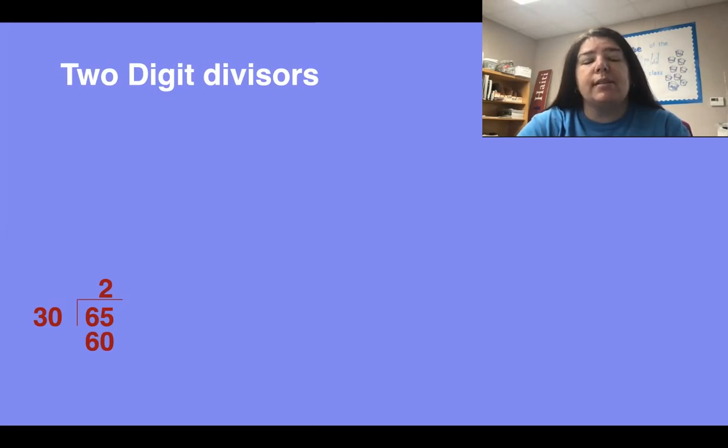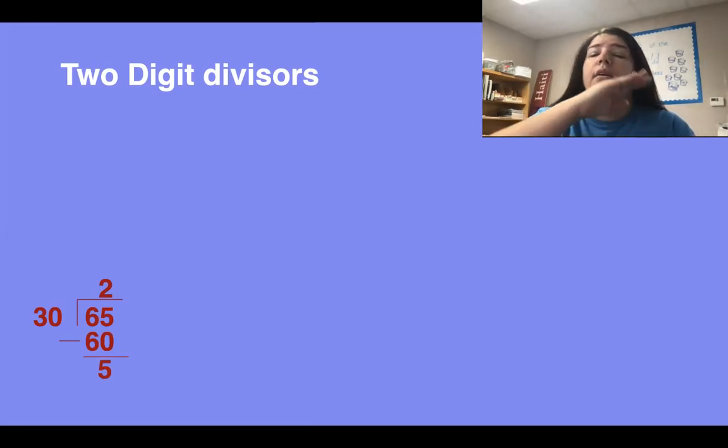Then when you subtract 65 minus 60, you're going to get 5. Very good. And that is your remainder because there's nothing else to bring down. Remember, we had the steps: divide, multiply, subtract, compare, and bring down.